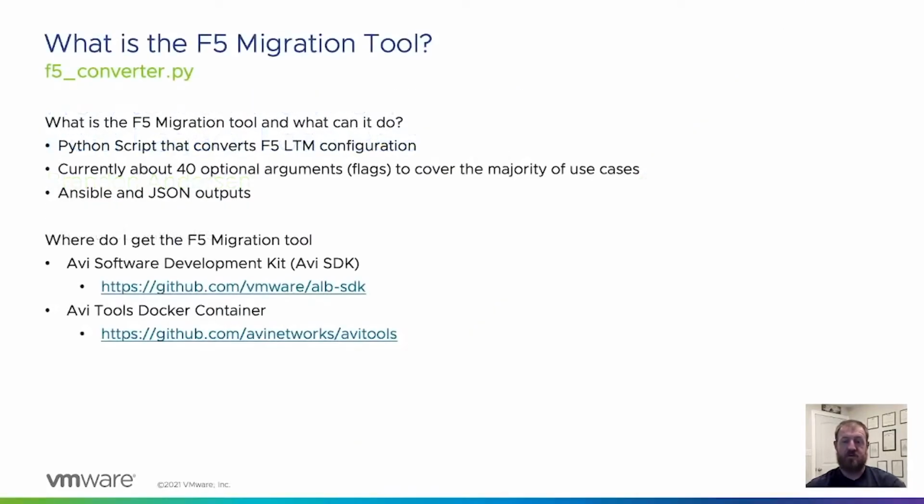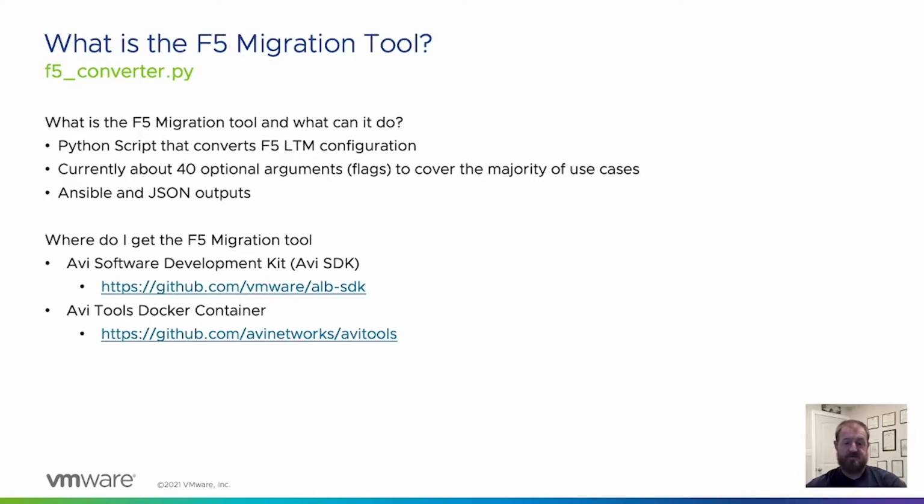Let's start with, what is the F5 migration tool? It's a Python script that converts F5 LTM configuration into an output that can then be imported into an object controller. There are currently about 40 optional arguments or flags that can be called to cover most of the migration use cases. The tool's outputs are in Ansible playbooks or JSON files for importing.